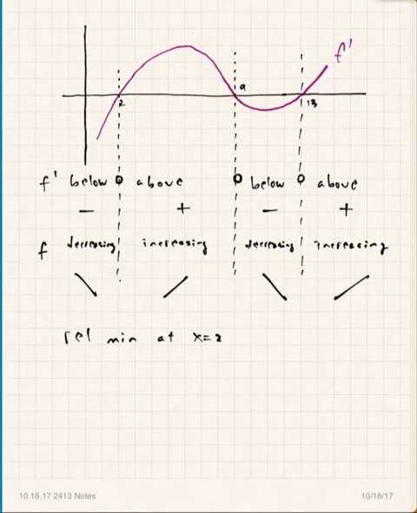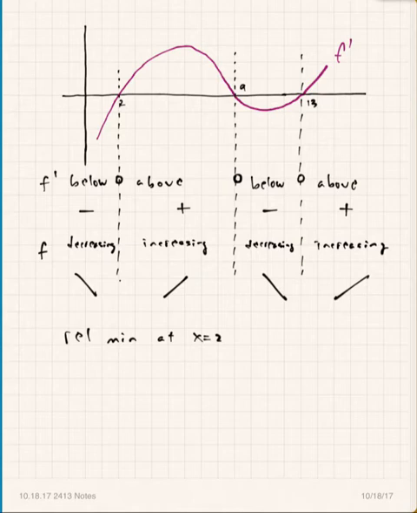Now remember, the picture I have at the top is not of the function. It is of the derivative of the function. When the derivative's graph is below the x-axis, I know the derivative is negative. That tells me the function is decreasing. When the derivative is above the x-axis, it tells me the derivative is positive. It tells me the function is increasing. Right?